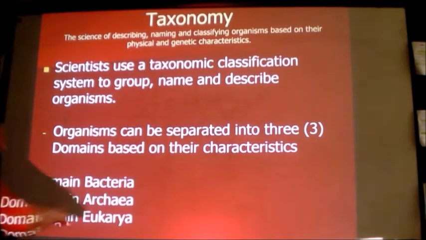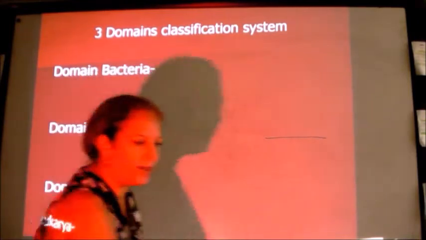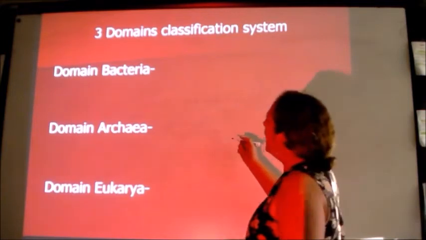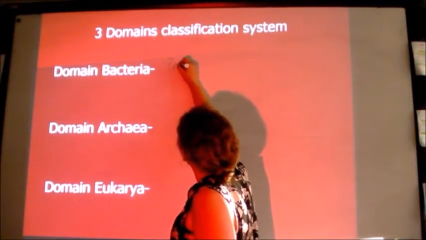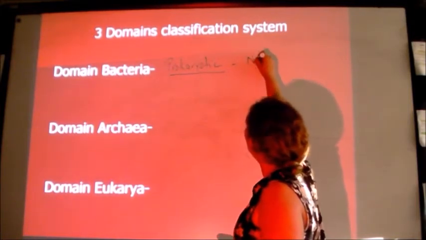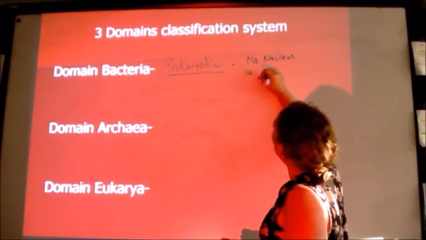Organisms can be separated into three main domains based on their characteristics. And the three domains are domain bacteria, domain archaea, and domain eukarya. I'm going to go through each one of these, and then you can fill out your notes. Domain bacteria. These guys are all prokaryotic. And if you remember prokaryotic, this means they have no nucleus and no membrane-bound organelles.